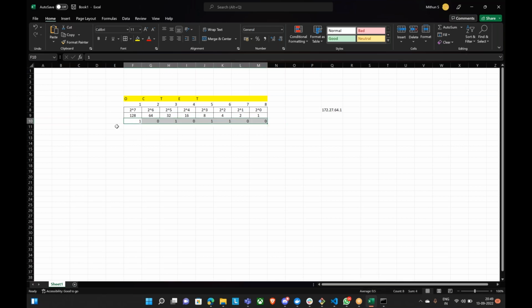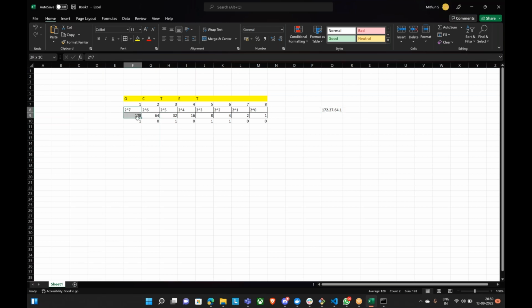Is this clear? This calculation? Can you repeat that one? I didn't get that. How are you taking 1 and 0? See, if you put 1, that means true. If it is 0, it means false. So this value will be taken as 0. So you have to put 1 in the 8 bits in such a way that the equivalent numbers, if you add, you should be able to get 172.